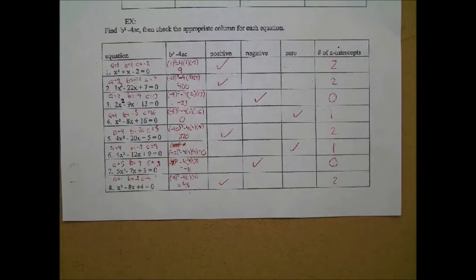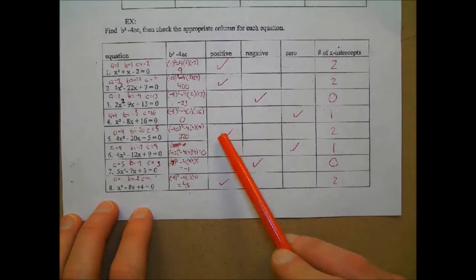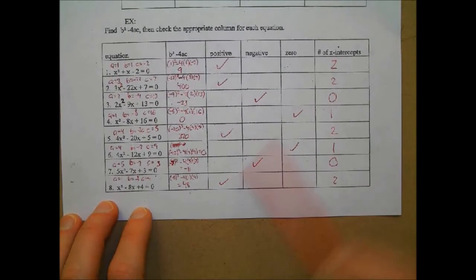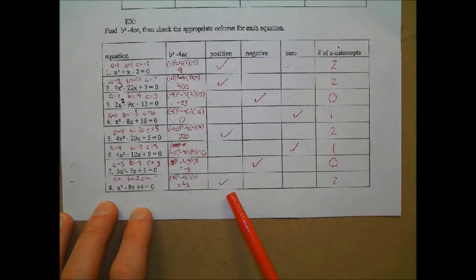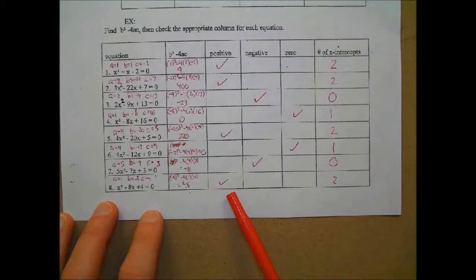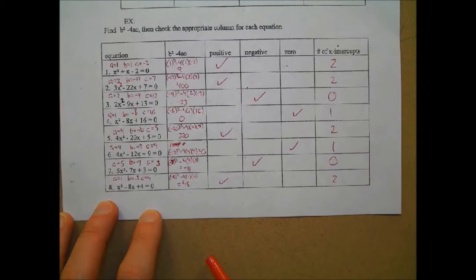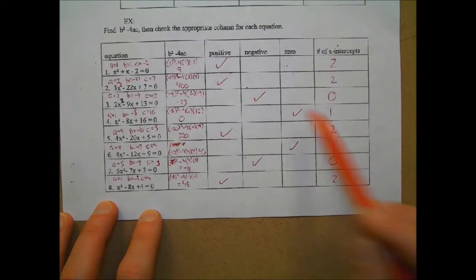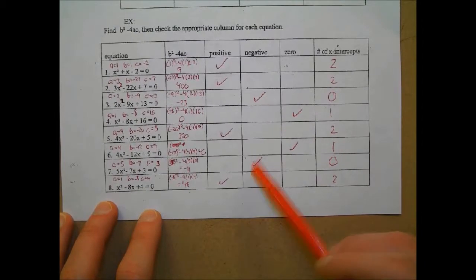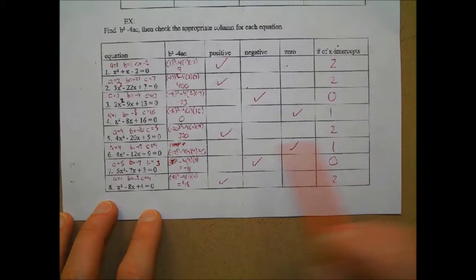I went through and also checked whether they were positive, negative, or 0. And then I also identified the number of x-intercepts. If you have a positive discriminant, what does that normally indicate? How many x-intercepts? 2, right? All the ones with 2 x-intercepts here have positive discriminants. How about if you have 0 x-intercepts? What kind of discriminant will you have? A negative discriminant. And if you have 1 x-intercept, what kind of discriminant will you have? It'll be 0.